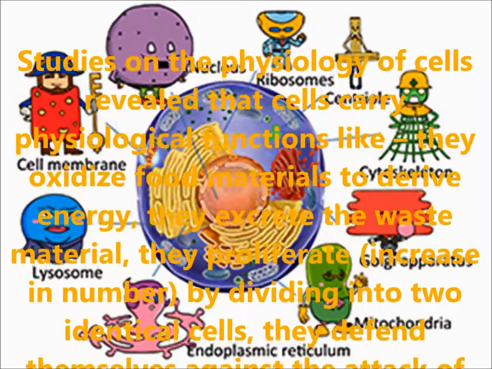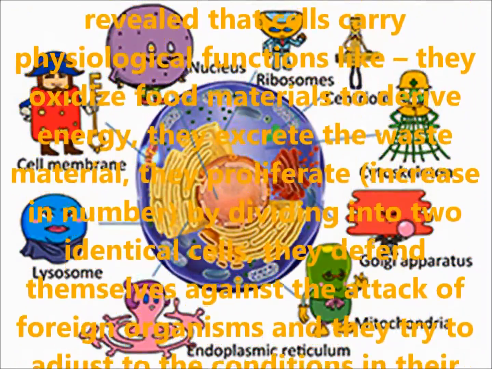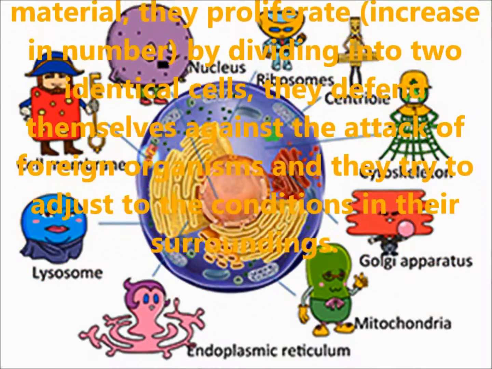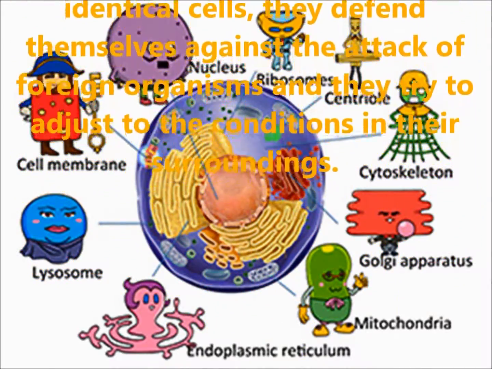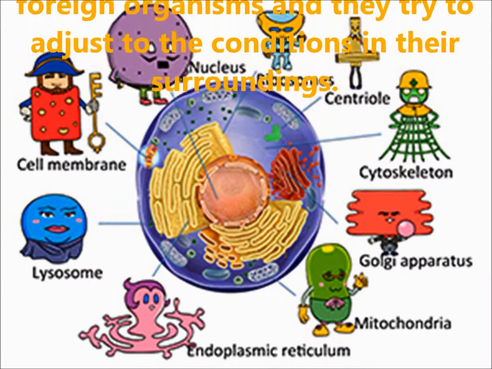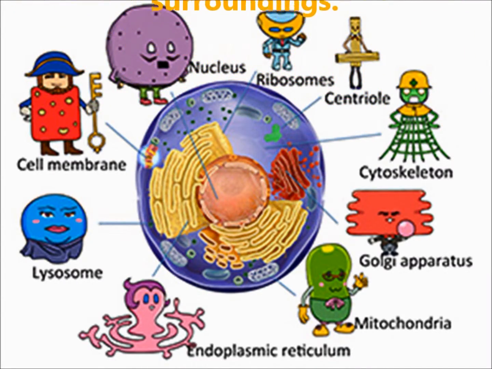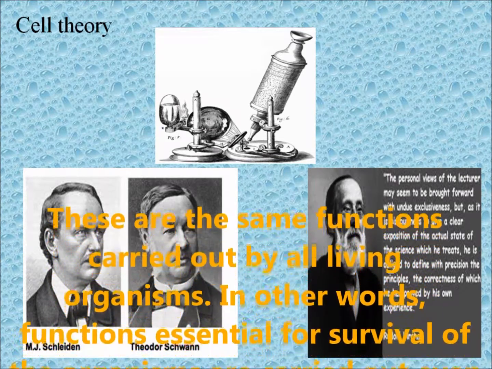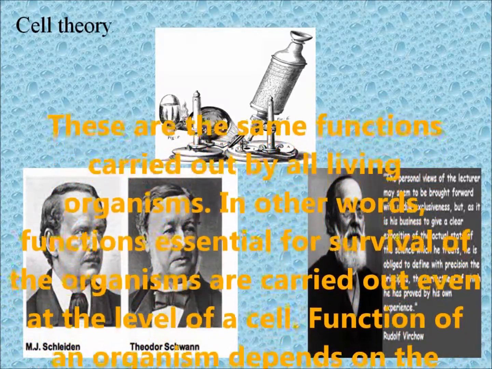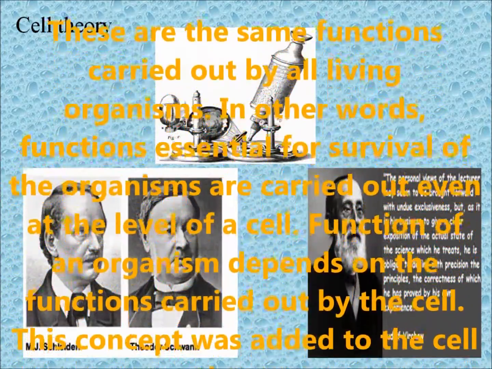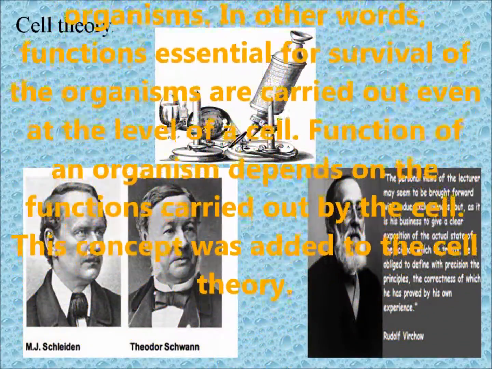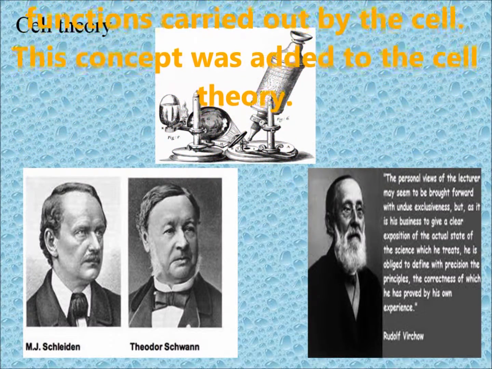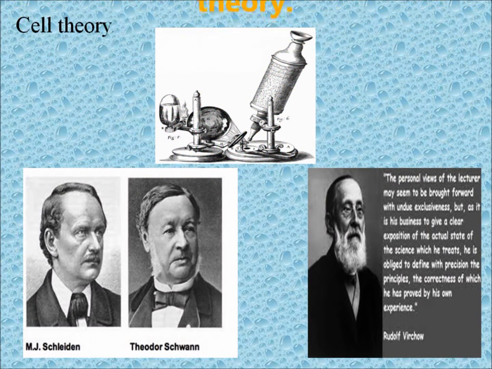Studies on the physiology of cells revealed that cells carry out physiological functions: they oxidize food materials to derive energy, they secrete waste material, they proliferate by dividing into two identical cells, they defend themselves against the attack of foreign organisms, and they try to adjust to the conditions in their surroundings. These are the same functions carried out by all living organisms. In other words, functions essential for the survival of organisms are carried out even at the level of a cell. The function of an organism depends upon the functions carried out by its cells. This concept was also added to cell theory.